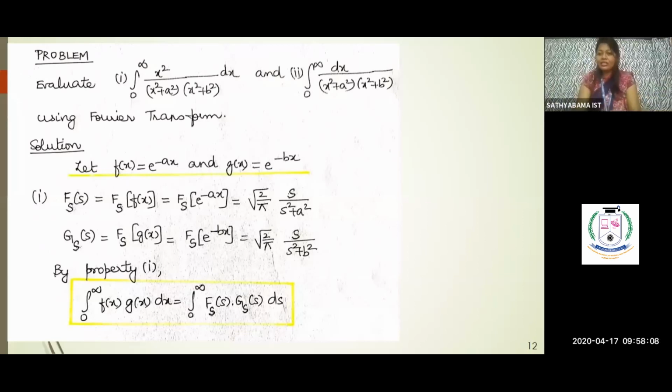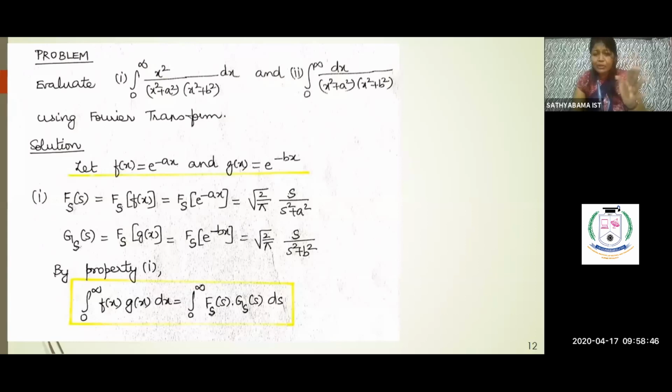So how will you start the problem? When you look at the question, it has to strike you: x by x squared plus a squared. The Fourier sine transform of e power minus ax will give me s by s squared plus a squared. Similarly, the Fourier sine transform of e power minus bx will give me s by s squared plus b squared. That is how I start the problem. I will take f(x) to be e power minus ax, and g(x) to be e power minus bx, and simply use the property that we've seen just now to evaluate these two integrals. Let's see how we do it.